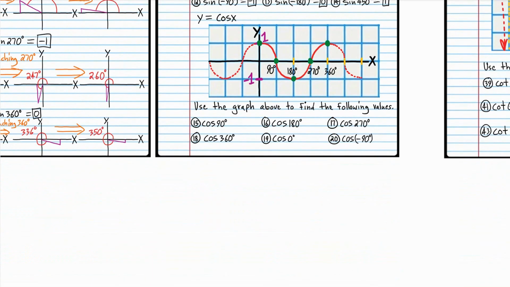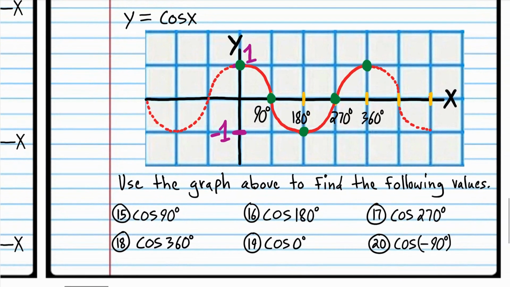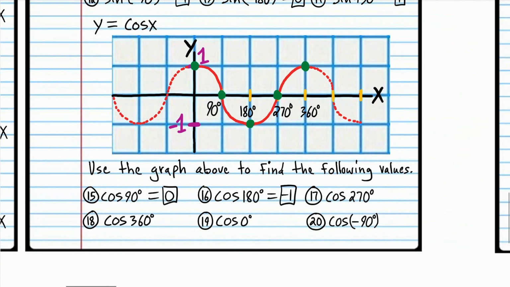Okay, we're back. So if 90 is the x value, what is the y value? So you go out 90 degrees and you see the y value of the point on the curve is 0. So cosine 90 is 0. Cosine 180, go out 180 and ask what is the y value of the corresponding point. Well, that is -1. So if you got that right, excellent.